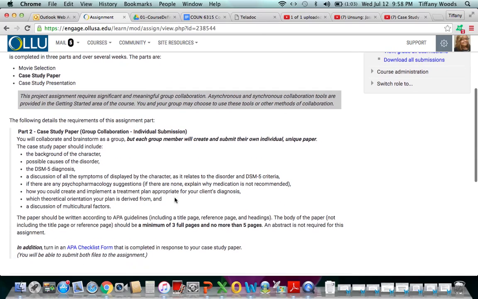Your case study should include the background of the character, the possible causes of the disorder, the DSM-5 diagnosis. This includes the DSM-5 diagnostic code. Include the code, include the criteria that is used for the DSM to say that this is the diagnosis that the client has, include the duration. Some of the diagnoses will tell you that the client has to present with these symptoms for 6 months or 12 weeks or 4 weeks or on a more frequent basis. Whatever that particular diagnosis has for the duration, you need to include that because that is part of the diagnosis.